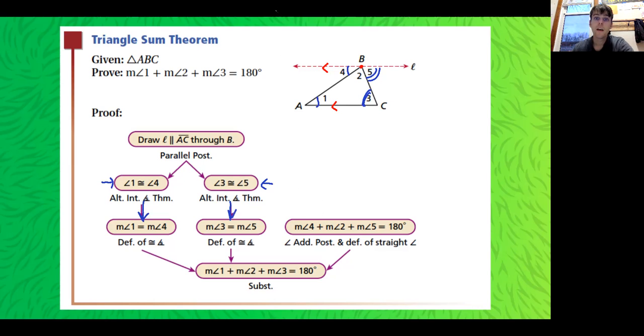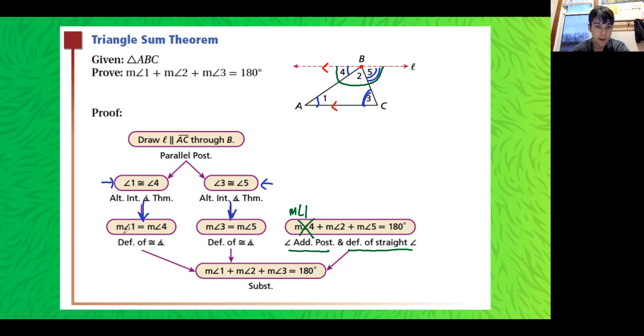Now, we said before, earlier, that anytime we have a straight line, we know that creates a straight angle. So right here, these three angles create a straight line. So using the definition of a straight angle, knowing that it measures 180 degrees, and the angle addition postulate, so adding them all together, angle 4 plus angle 2 plus angle 5, we know that those have to equal 180 together.